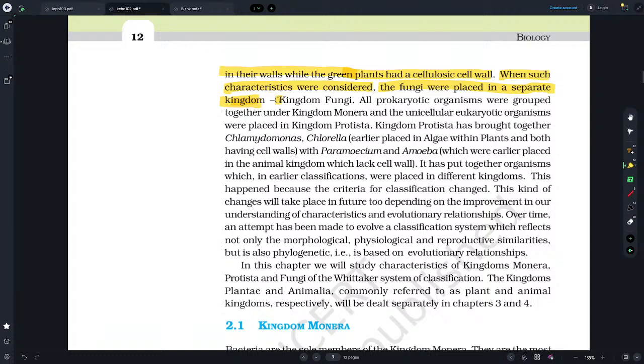Mode of nutrition: the Monera kingdom can be autotrophic, under which we have chemosynthetic and photosynthetic, along with heterotrophic, whereas Protista is photosynthetic, which comes under autotrophic, and it can also be heterotrophic. And we have Fungi, which is heterotrophic, saprophytic or parasitic. Plantae is mostly autotrophic, and Animalia is heterotrophic, holozoic or saprophytic. Holozoic refers to eating or swallowing of the food.